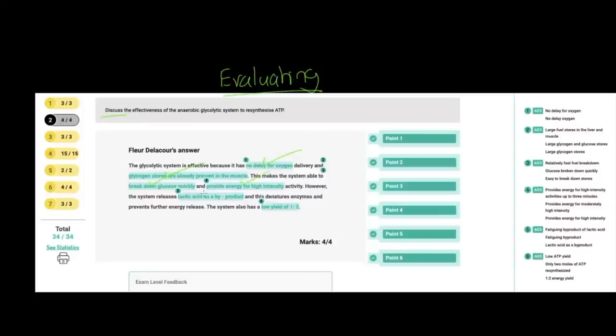However, it has a byproduct which denatures enzymes, which is lactic acid, and it has a low energy yield. We could also say as a negative here short duration. Short duration would also be a completely legitimate point, although it's a longer duration, of course, than the phosphocreatine system.